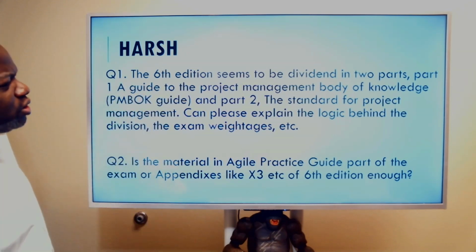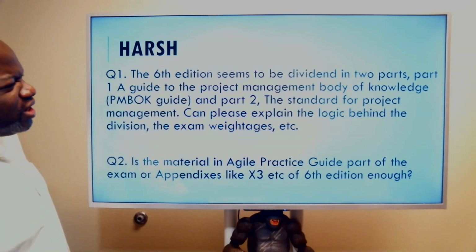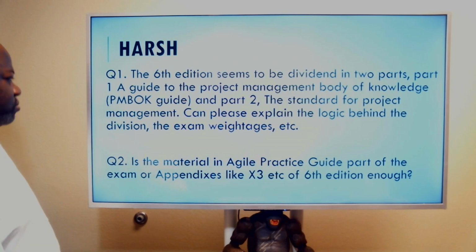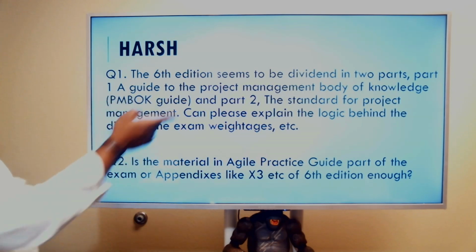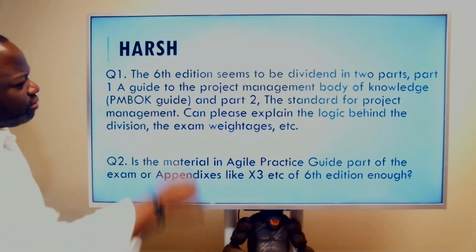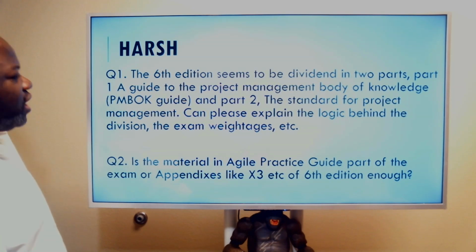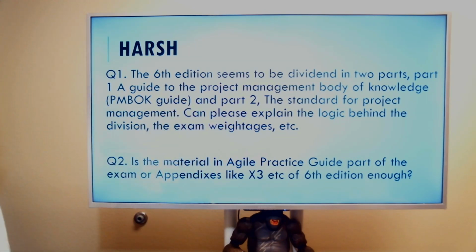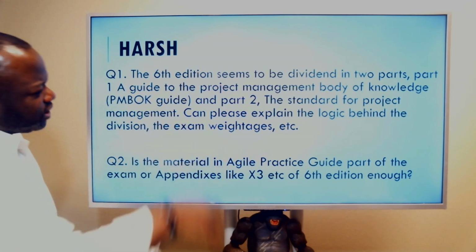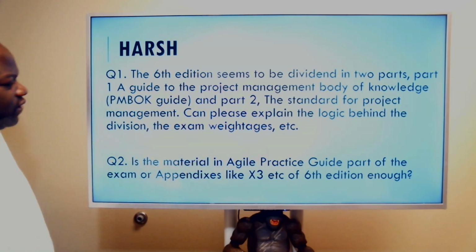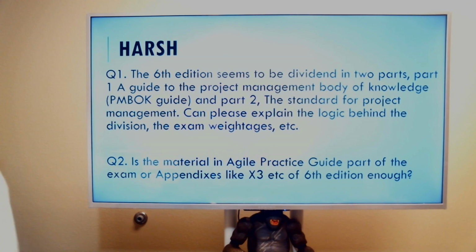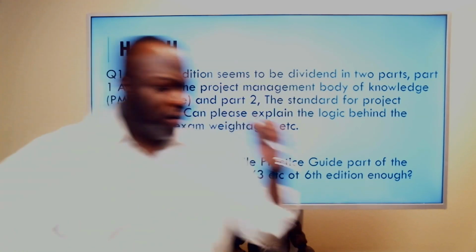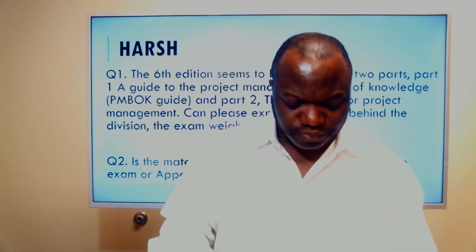The 6th edition seems to be divided into 2 parts. That's right. Part 1, a guide to the project management body of knowledge, the PMBOK Guide, and part 2, the standard for project management. Can you please explain the logic behind the division, the exam weightages, etc.? Great question. So let's talk about the book, the way it's divided.